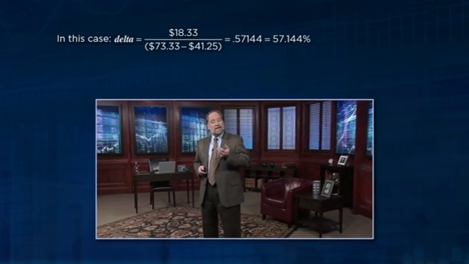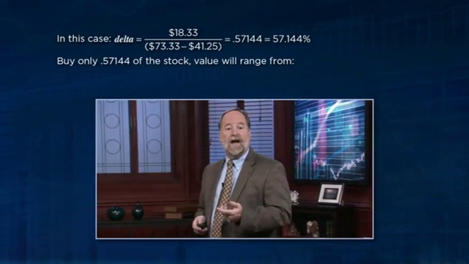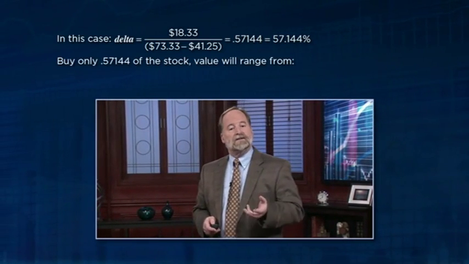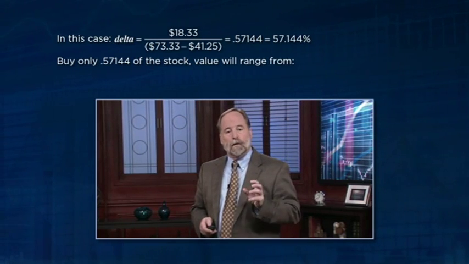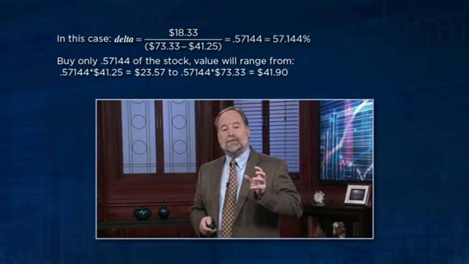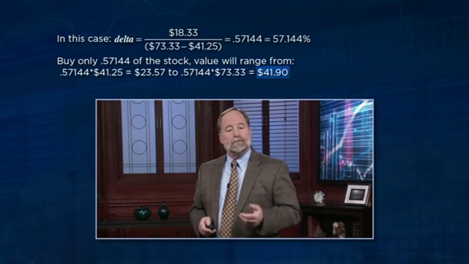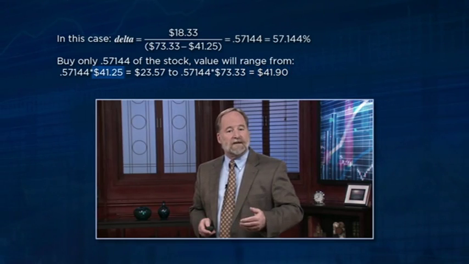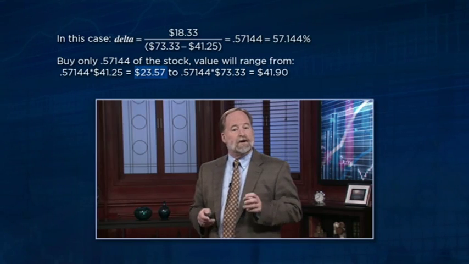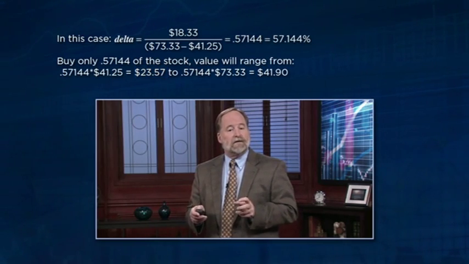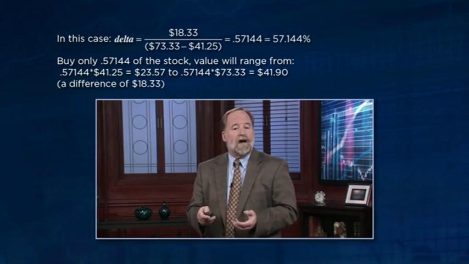The delta is the amount that you need to put in the underlying. If we only buy 0.57144 of the stock, then what's going to happen to our values if the price goes up or goes down? So if we only take a stock position, what are we going to get? If the price goes up to $73.33, then that 57% of a share is going to be worth $41.90. But if the price goes down to $41.25, then that 57% of a share is going to be worth $23.57. Okay, so note that this difference between the $23.57 and the $41.90 is what? It's $18.33, which is exactly the difference in the payoff on the option.